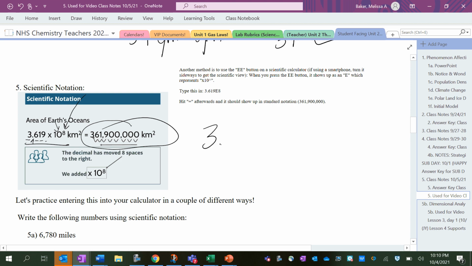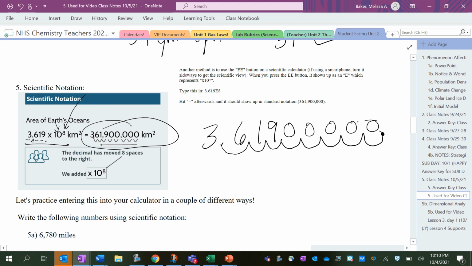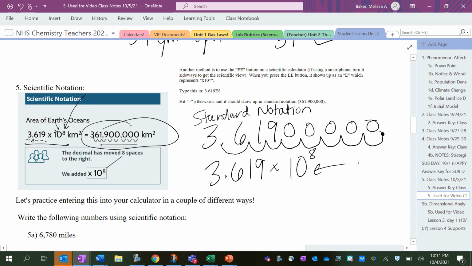So for this problem, 3.619, I've got to move the decimal since it's times 10 to the eighth. I've got to move it to the right 8 times. 1, 2, 3, 4, 5, 6, 7, 8. And then I just fill in those spots with zeros. So this is called standard notation when you write out the number without that little shorthand of 3.619 times 10 to the eighth. So this is called scientific notation.